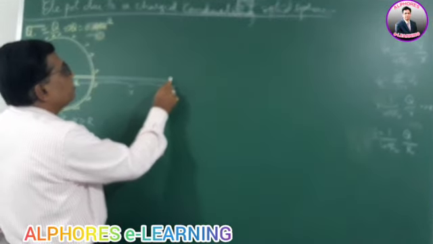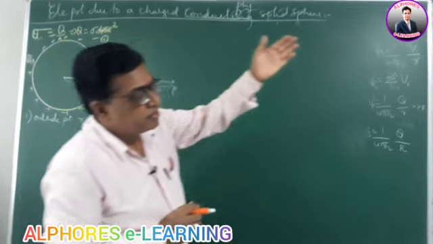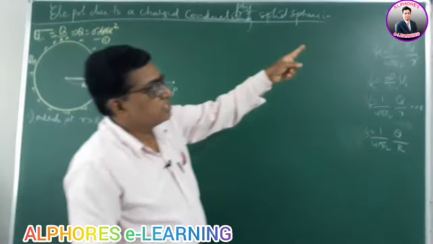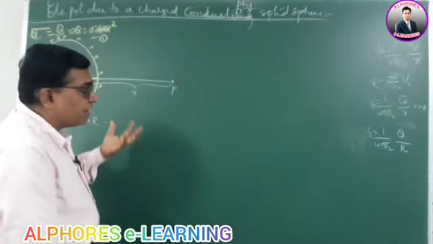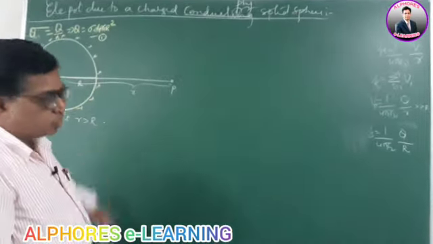So imagine a unit positive test charge, and I am moving it from infinity to the point in the field. So the potential V is W by Q. But you can even prove it by another method, so I will give you the other method also.